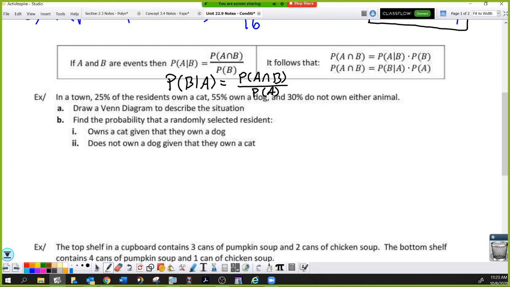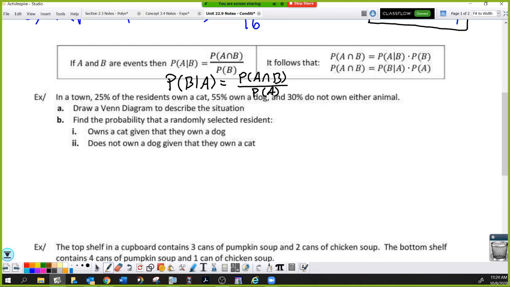What this does for us is it gives us another formula for the intersection. Right now, the only formula we have for the intersection before today's notes is if I say the probability of A and B, you did the probability of A times the probability of B, right? Well, this is another formula for the probability of A intersect B. If you multiply both sides of the equation by the bottom of the fraction, you won't have a fraction anymore. Instead, you'll get 2 different equations for the probability of A intersect B.